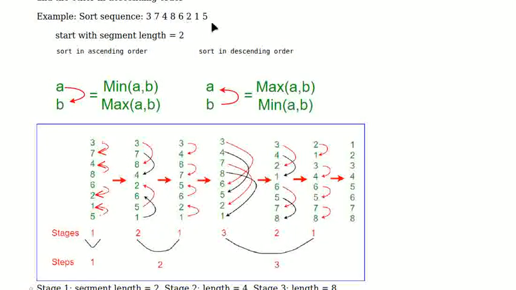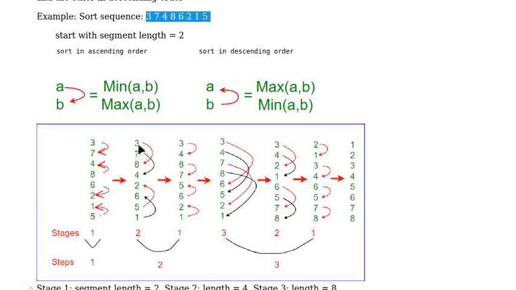We arrange this sequence in vertical form: 3, 7, 4, 8, 6, 2, 1, 5. We sort these two elements in ascending order, and this pair in descending order, then ascending order, descending order. So in step 1, we have only one stage. When we sort 3, 7 in ascending order, we get 3, 7. When we sort 4, 8 in descending order, we get 8, 4. 6, 2 in ascending order, we get 2, 6. 1, 5 in descending order, we get 5, 1. So these are sorted.